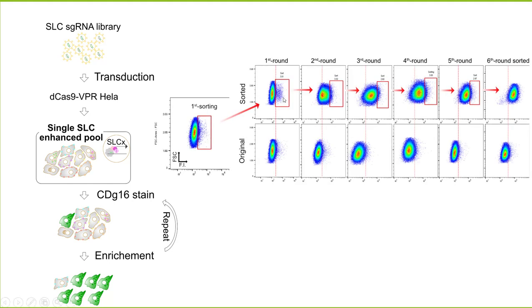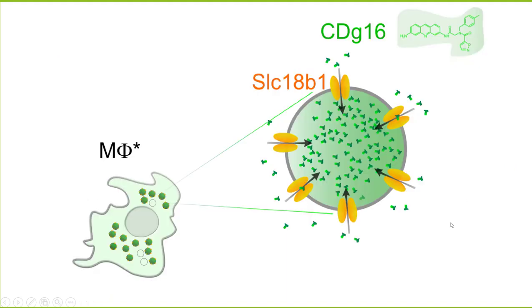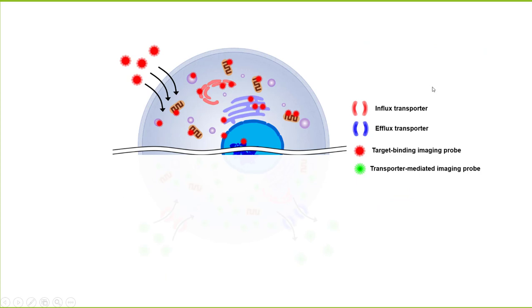So by doing this kind of selection and regrowing, after 6 rounds, now you can see, compared to control cells, the majority of cells are positive. And by analyzing these sequences, yes, we could find one transporter, SLC18B1. This protein is responsible. This protein is not expressed in the resting macrophage, but is slowly induced during the activation. Only activated macrophages express this protein and they pump in the CD-16, and this is the mechanism of selectivity of CD-16 for activated macrophages. Now this is the interim summary.